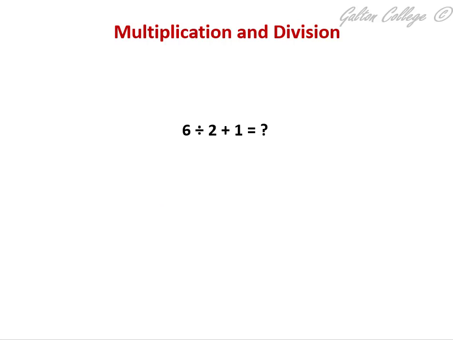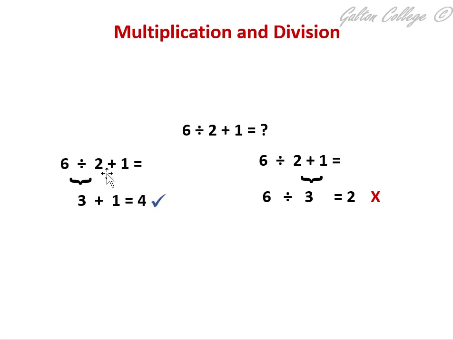6 divided by 2 plus 1. Do the addition: 3. 6 divided by 3 is 2, which is wrong. We broke the rule again. 6 divided by 2, which is 3. 3 plus 1 is 4. That's correct.